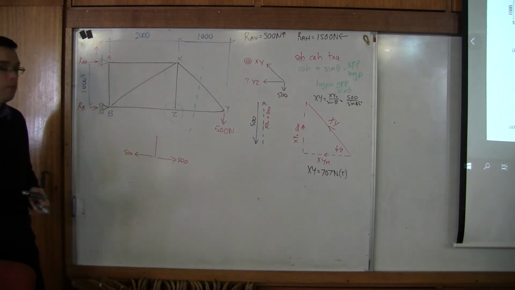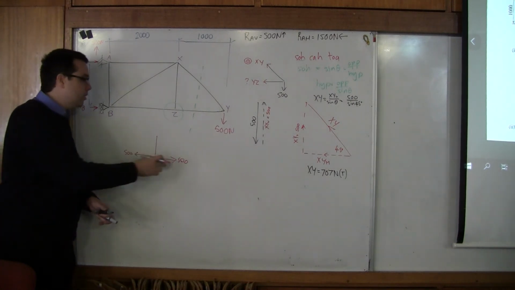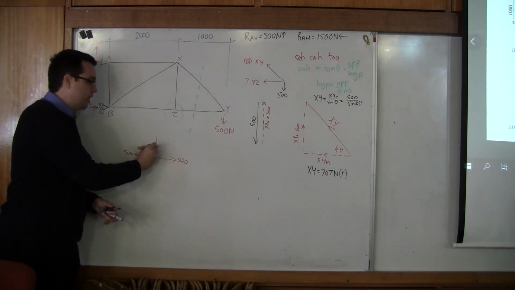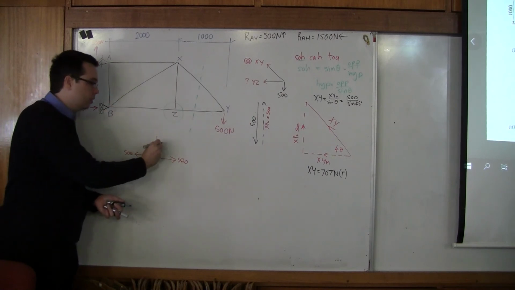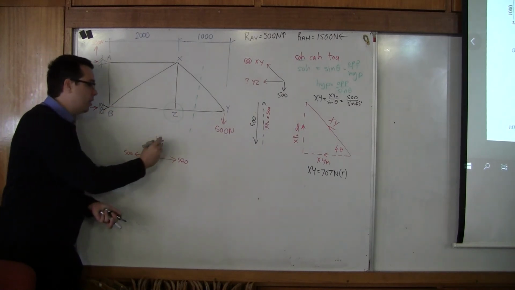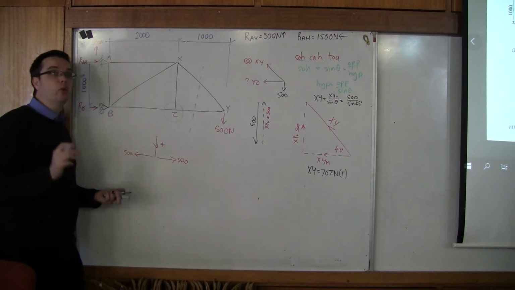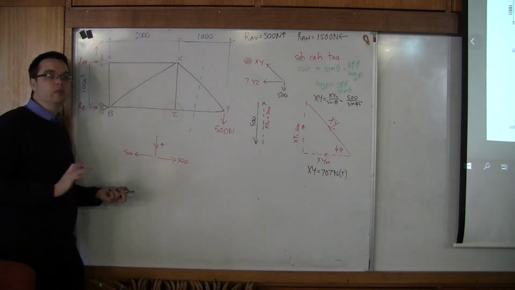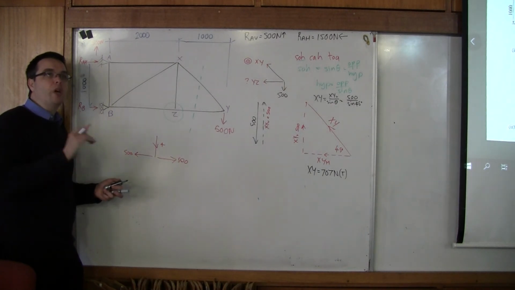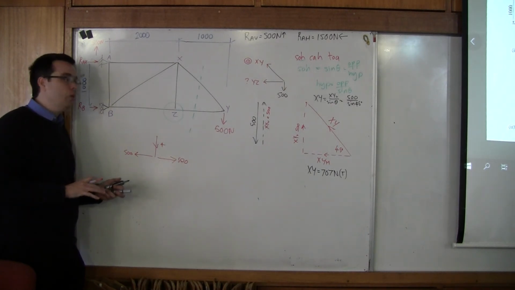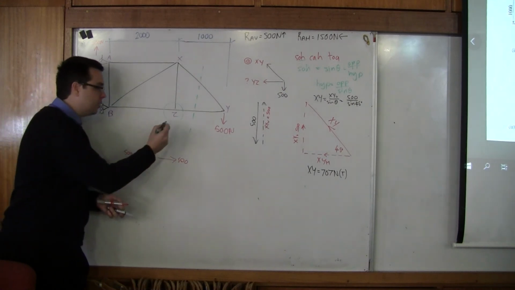Am I happy with that? Now, let's assume that this had 1 newton of force down. Well, let's go with a better number so that it looks better on the screen. 4 newtons going down. What balances those forces in this node?